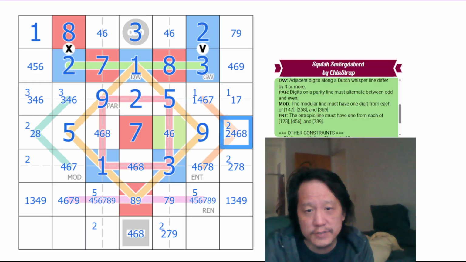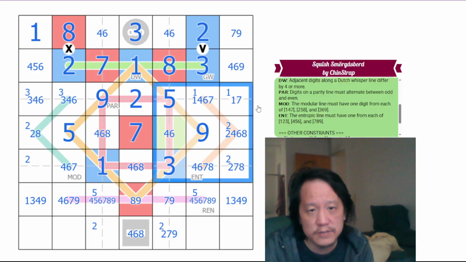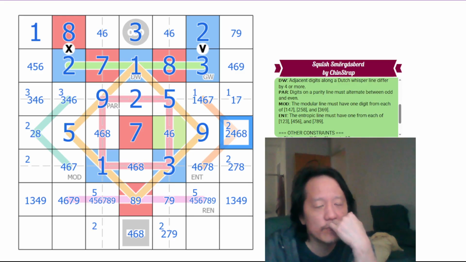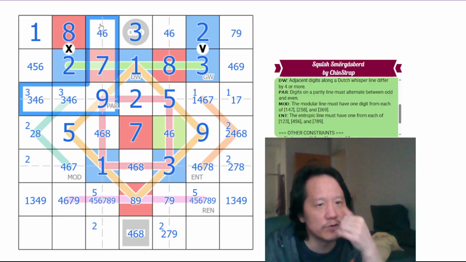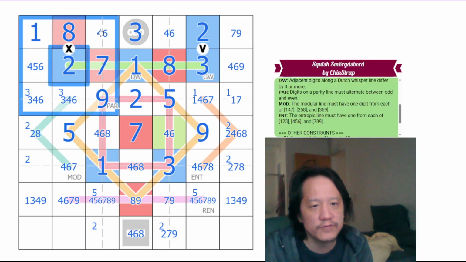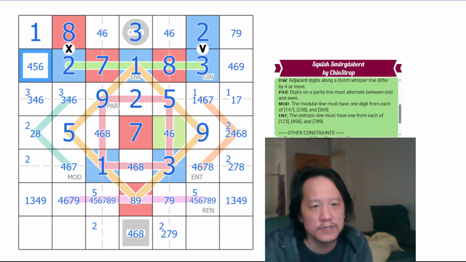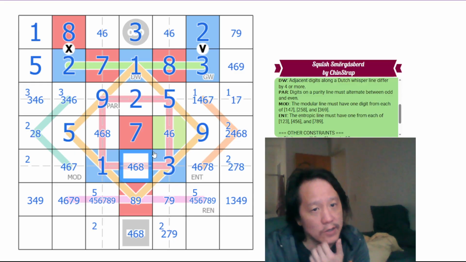This 3 eliminates 3 here in the rest of box 6. Okay. We have a 3, 4, 6 triplet in box 1, which eliminates 3, 4, 6 in the rest of the box. So this can't be 3, 4, 6. It's 5. This 1 eliminates 1 as a possibility here.